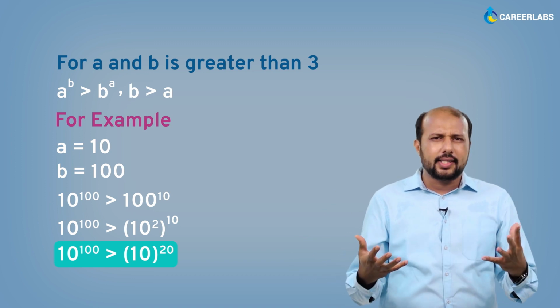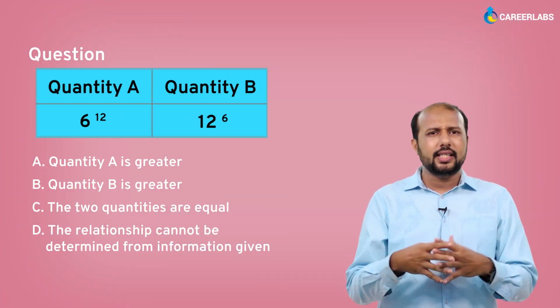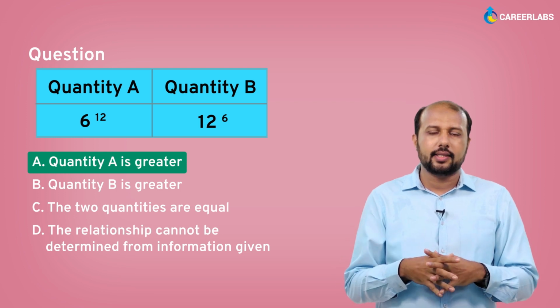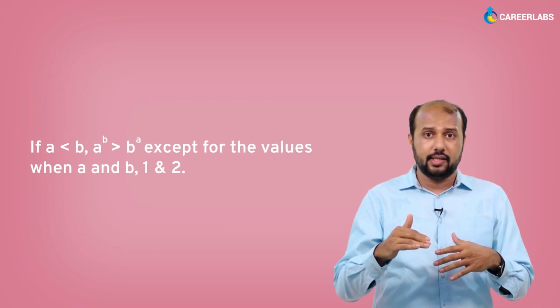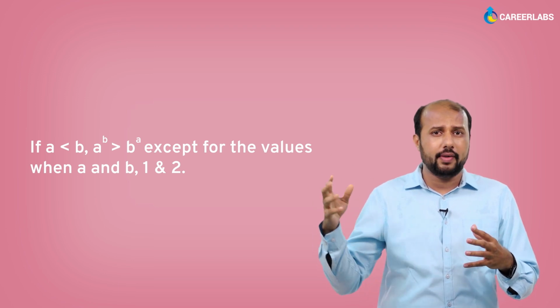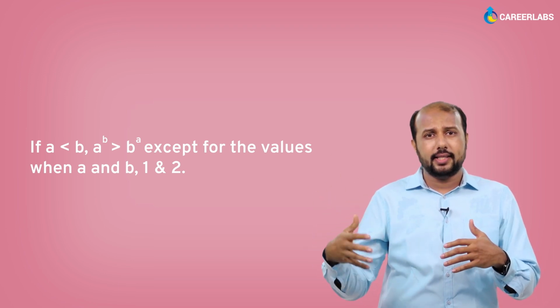Now what does it mean for us? We can easily say that 6 power 12 is greater than 12 power 6 within a few seconds, because 6 power 12's power is higher and the base is low. At the same time, in 12 power 6, power is low and the base is high. There you go. I hope you like this trick. You can use it easily to solve a quant question without using a calculator.